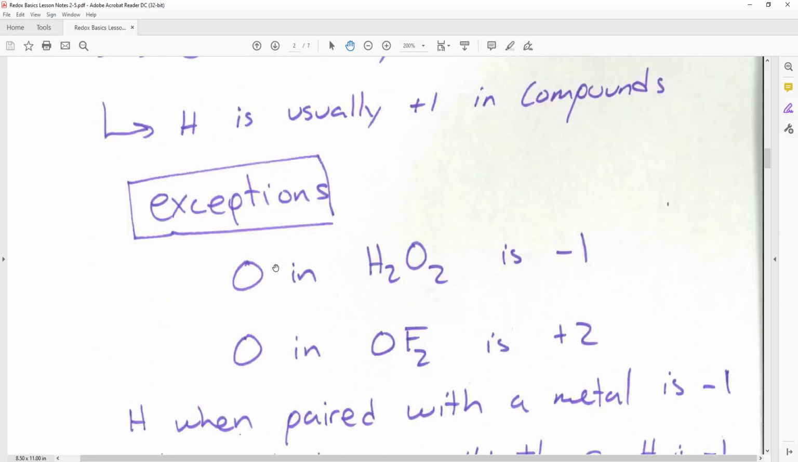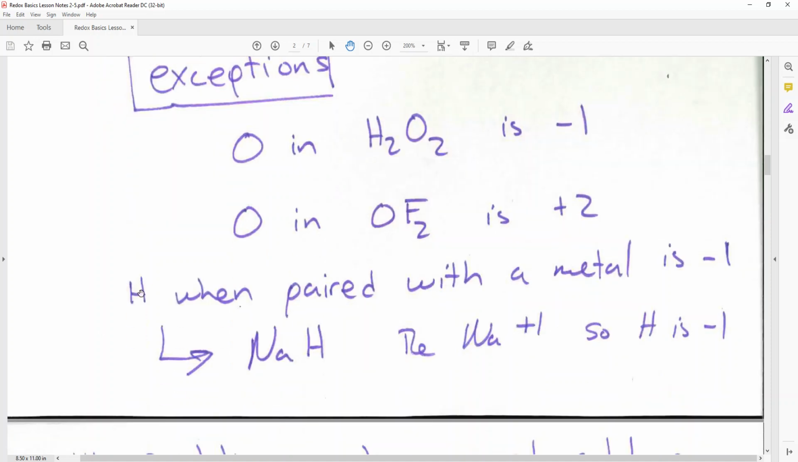So some exceptions. Oxygen is -1 in hydrogen peroxide. So when you see this compound, you have to remember oxygen's -1. If you made oxygen a -2, that would make hydrogen a +2. And remember, we just went over that hydrogen can't be greater than +1 because it's just a proton. And then if oxygen's paired up with fluorine, like in this compound, it can't have the negative charge because it's not more electronegative than fluorine. So fluorine would get the -1 charge, and that would make oxygen in this compound +2.